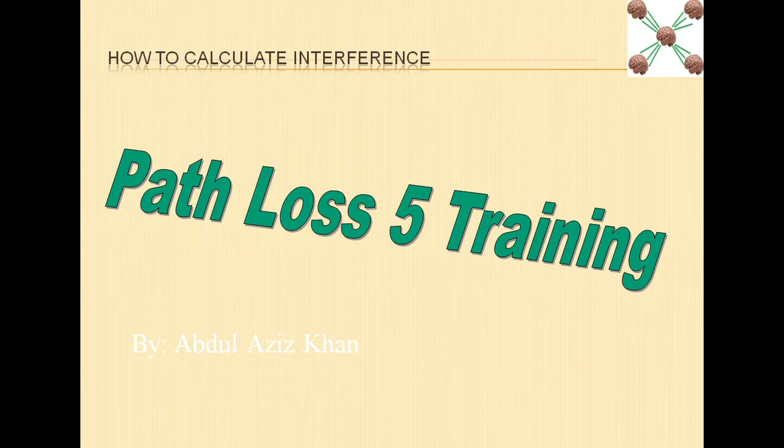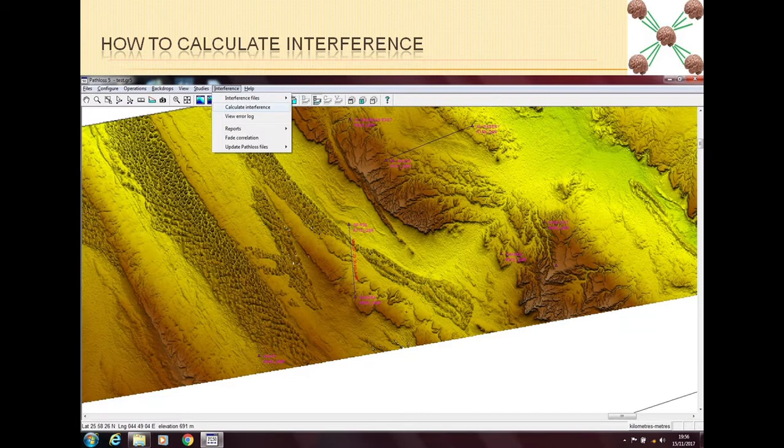However, if you are sure that there is some interference, but it is not indicated by Pathloss, then you have to go to the site, to the link, and use some external tool like a spectrum analyzer, and check if there is any external interference present. But in this video we will show how we can calculate the intra-system interference.